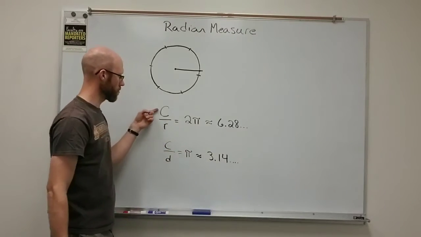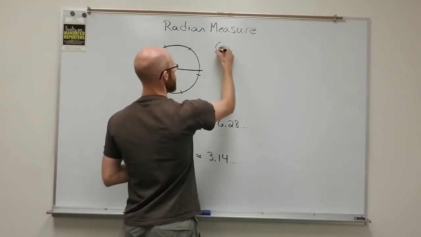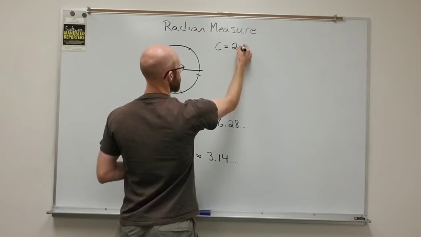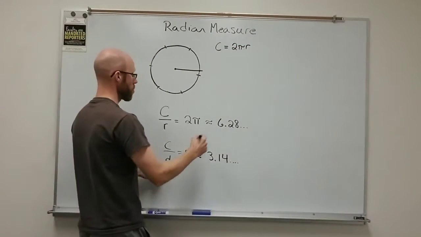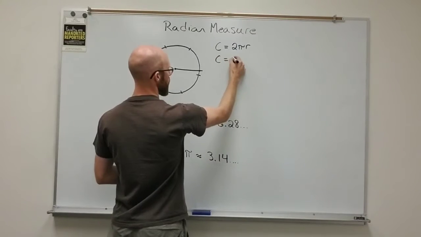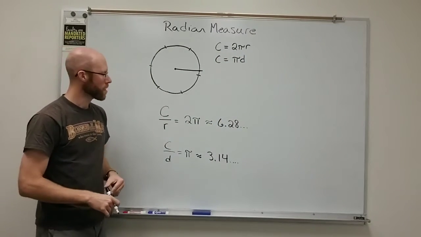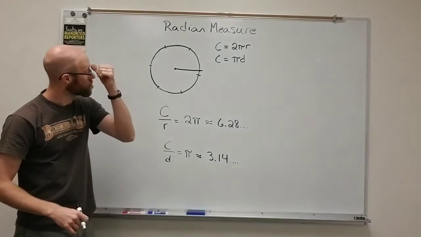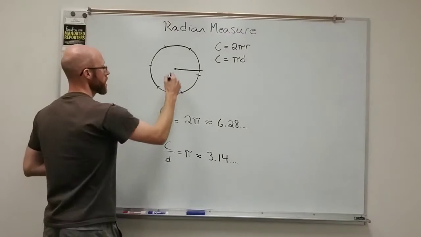We know that the circumference is 2 pi times the radius. That's a very common formula. Circumference is 2 pi r. We also know that the circumference is pi times the diameter. Those are interchangeable formulas.